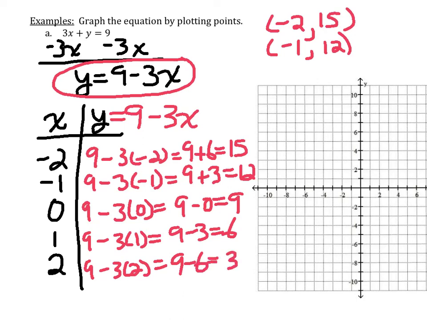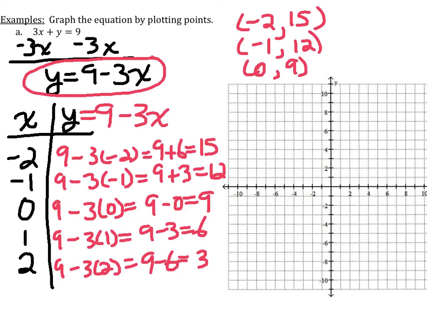Okay, and so I get the ordered pair 0, 9. I also have the ordered pair 1, 6. And I have the ordered pair 2, 3. Okay, and so what I'm going to do is I'm going to try to plot some points here into my XY plane so that I can draw the line that connects those dots.